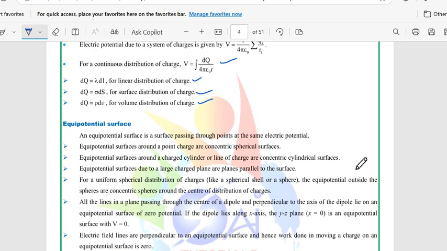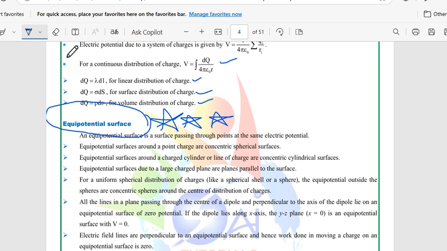So in today's session, let us discuss equipotential surface. It's a very important concept related to your syllabus. Equipotential surface. Okay, so what do you mean by equipotential surface? First and foremost, what is an equipotential surface?